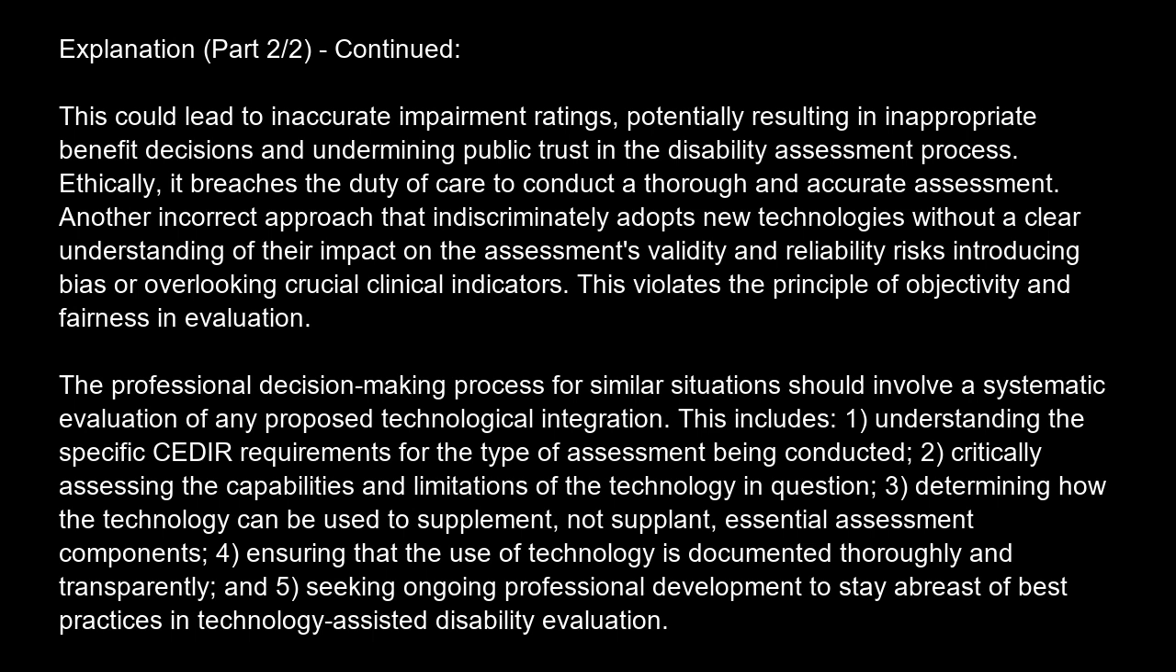The professional decision-making process for similar situations should involve a systematic evaluation of any proposed technological integration. This includes: 1. Understanding the specific CEDIR requirements for the type of assessment being conducted. 2. Critically assessing the capabilities and limitations of the technology in question. 3. Determining how the technology can be used to supplement, not supplant, essential assessment components. 4. Ensuring that the use of technology is documented thoroughly and transparently. And 5. Seeking ongoing professional development to stay abreast of best practices in technology-assisted disability evaluation.